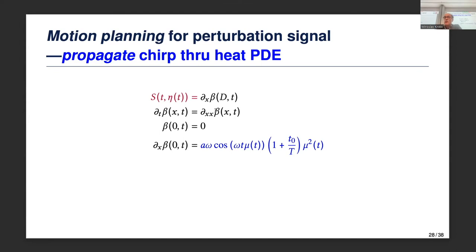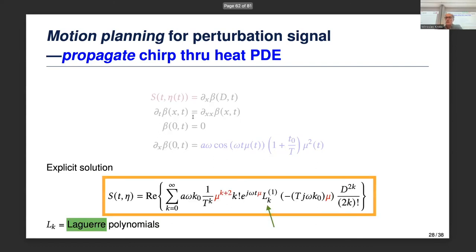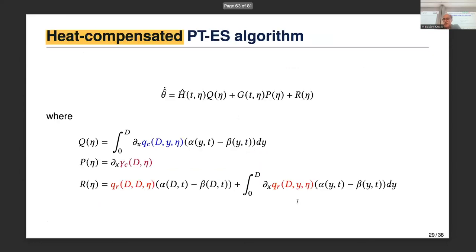But in this problem, we need to solve a motion planning problem for the heat equation to have the right kind of perturbation signal. So we need to solve the motion planning problem given this output at the boundary x equals zero and seeking the unknown input function u(t), a(t). And the solution to that motion planning problem is given explicitly by this infinite series, in which there's no time to get into all of the details, but the interesting part is that in addition to being infinite, this series employs Laguerre polynomials in the solution of this motion planning problem.